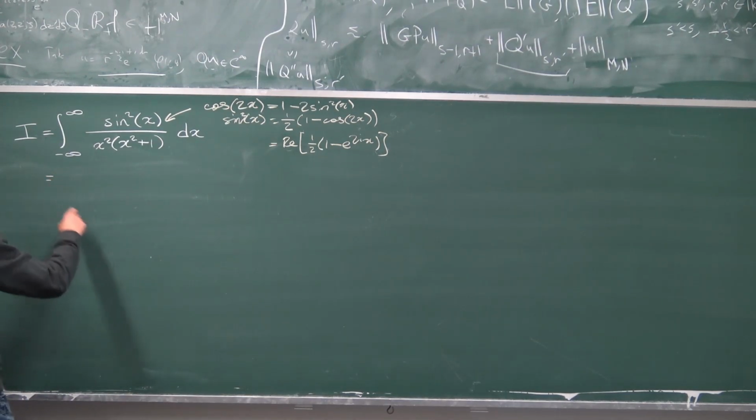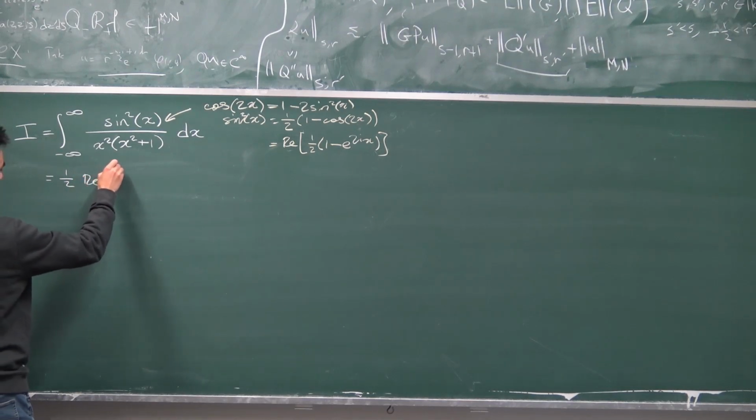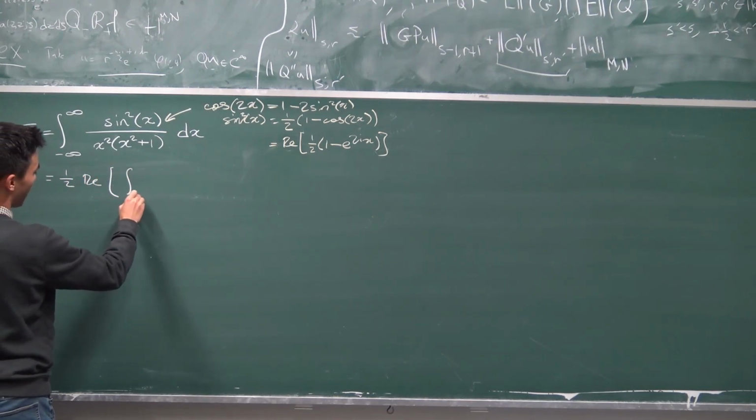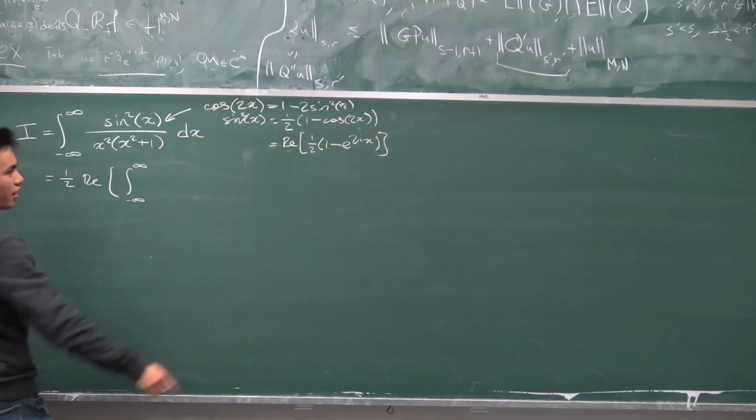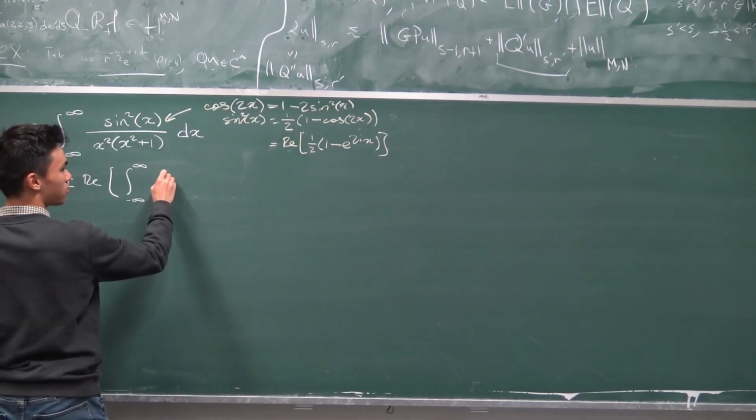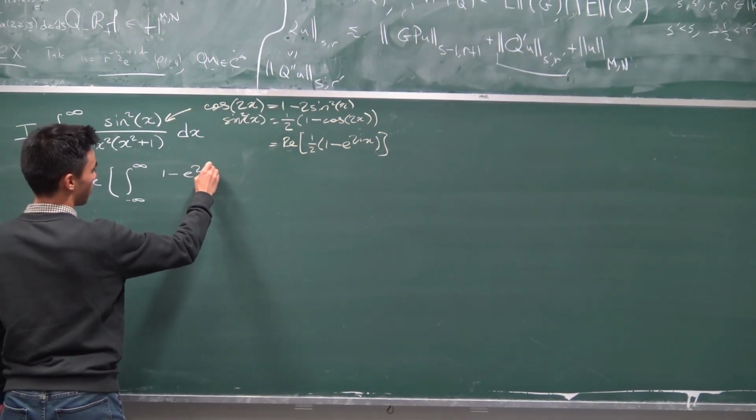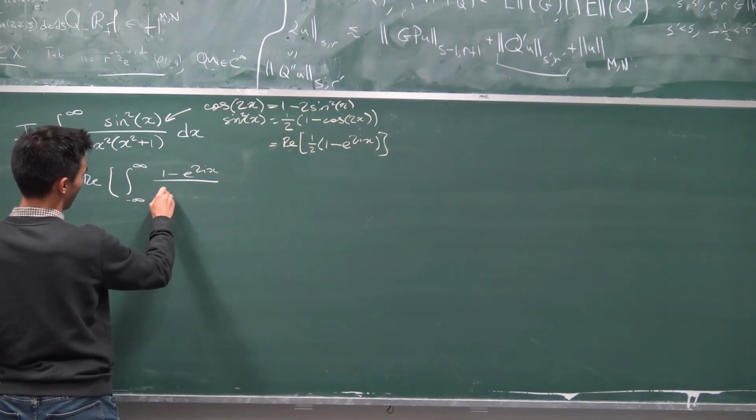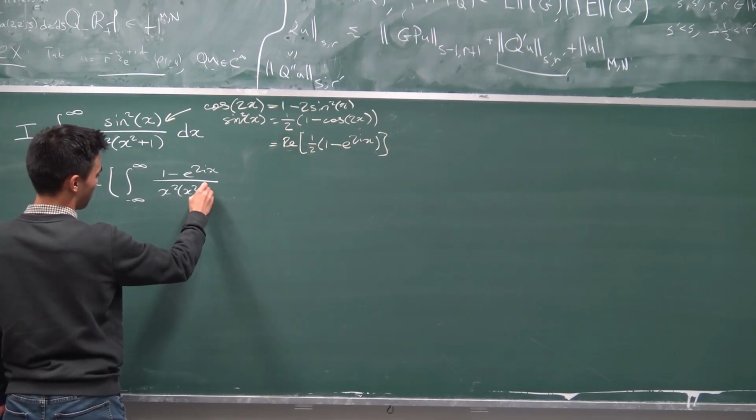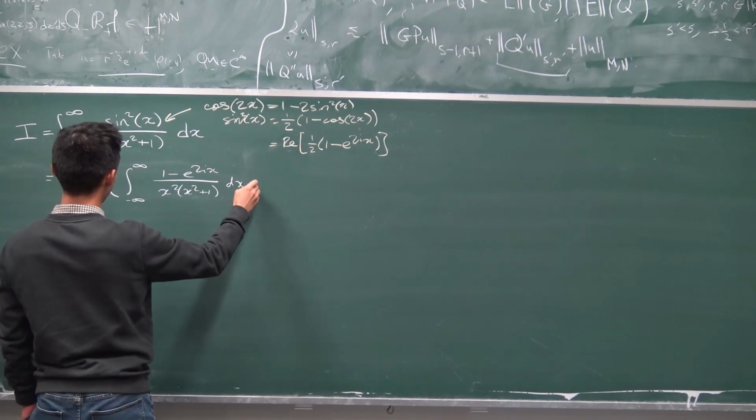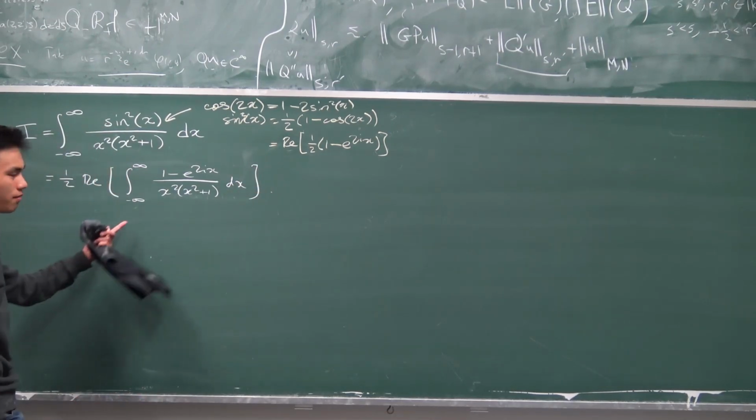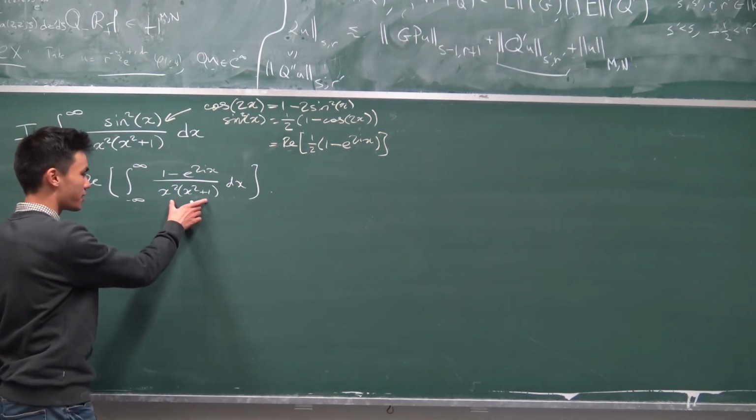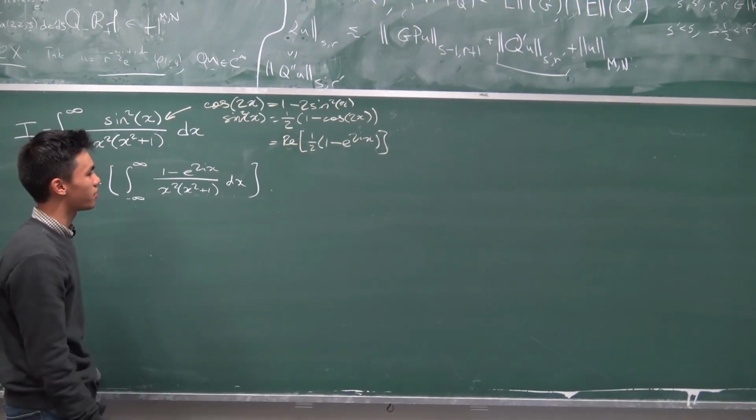So this gives us, let's put the 1/2 outside, 1/2 times the real part of the integral from negative infinity to infinity. That sine squared of x now turns into 1 minus e to the 2ix, and we still divide by x squared times (x squared plus 1), integrated with respect to x. This is our integral now, a nice function that we could potentially integrate in the complex plane.